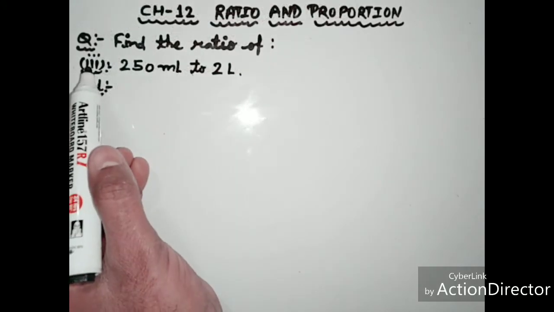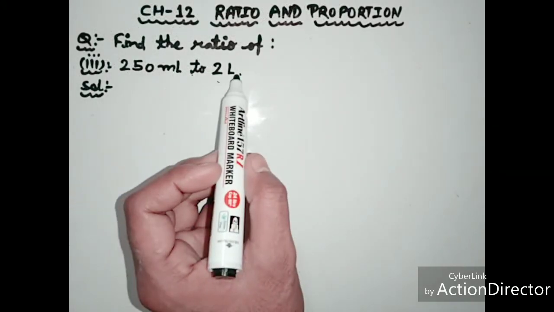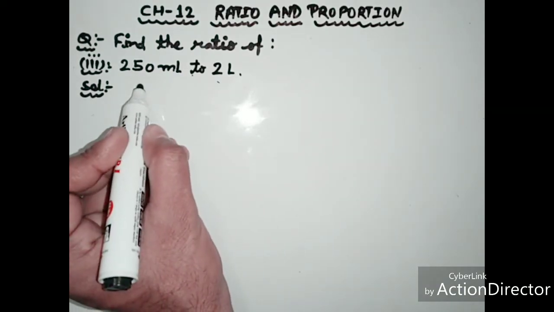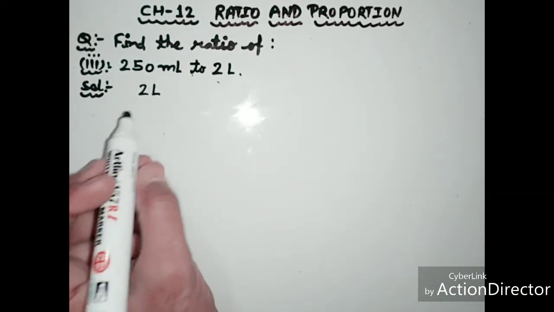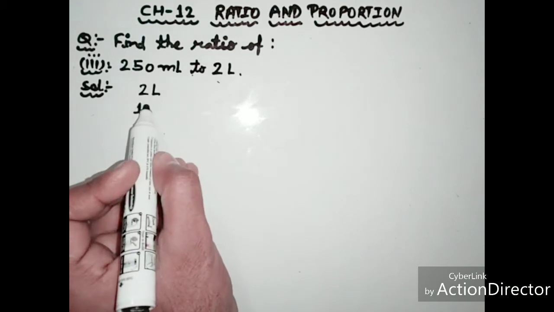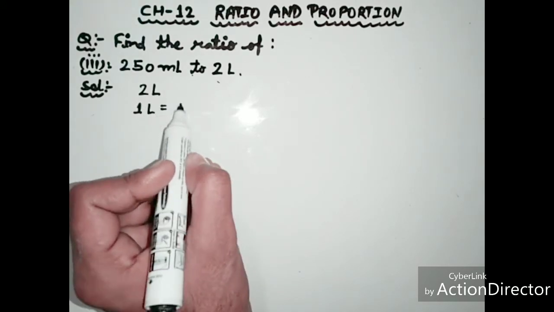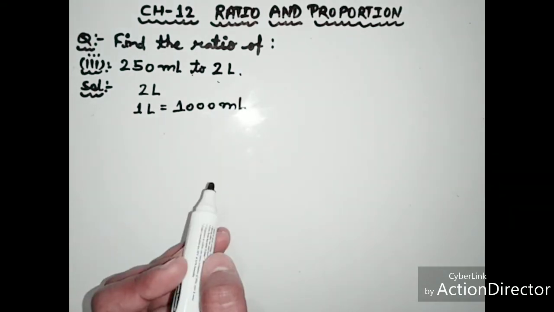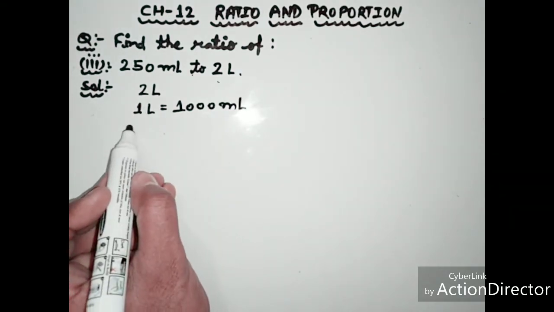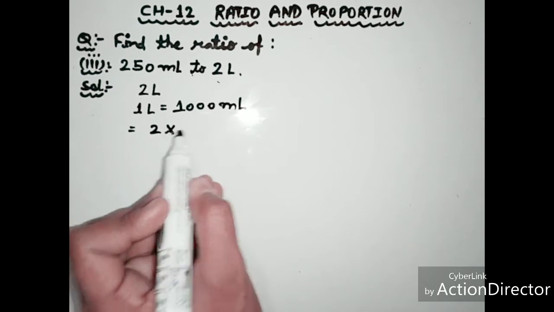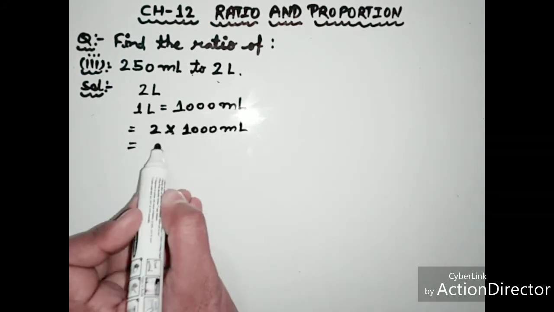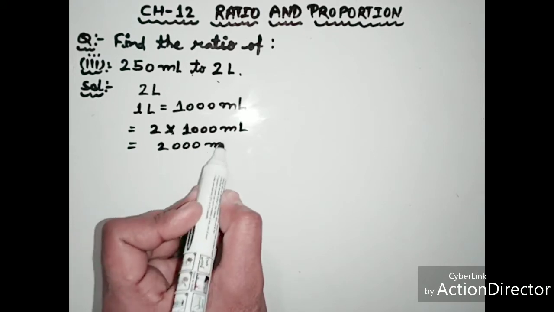Now the third example, 250 ml to 2 liters. So here first we change these 2 liters into milliliters. How many milliliters are in 1 liter? So here 1000 milliliters in 1 liter. So we multiply 2 by 1000 milliliters. So here we get 2000 milliliters.